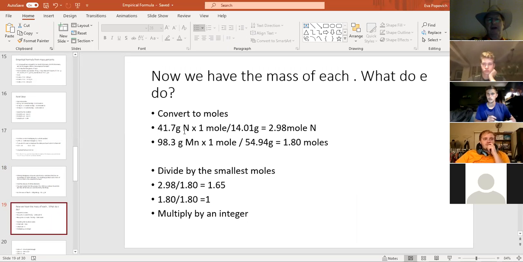My 41.7 grams of nitrogen divided by my atomic weight of nitrogen gives me 2.98 moles of nitrogen. My 98.3 grams of manganese divided by 54.94 equals 1.80.